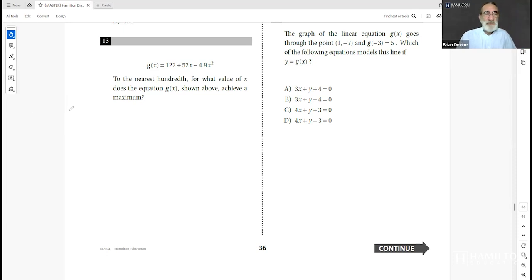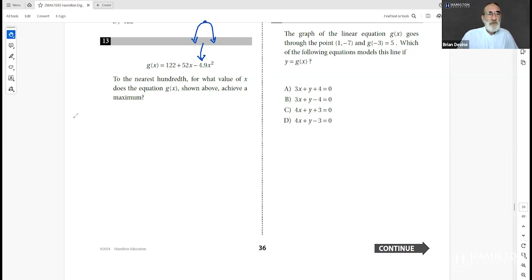Come back to question 13. Again, we're given a quadratic. In fact, it looks similar to the one in 12. To the nearest 100th, it asks, for what value of x does the equation g of x shown above achieve a maximum? Well, this is a quadratic, and I can see that the leading coefficient is negative, so it's going to open down, which means it will have a maximum value.